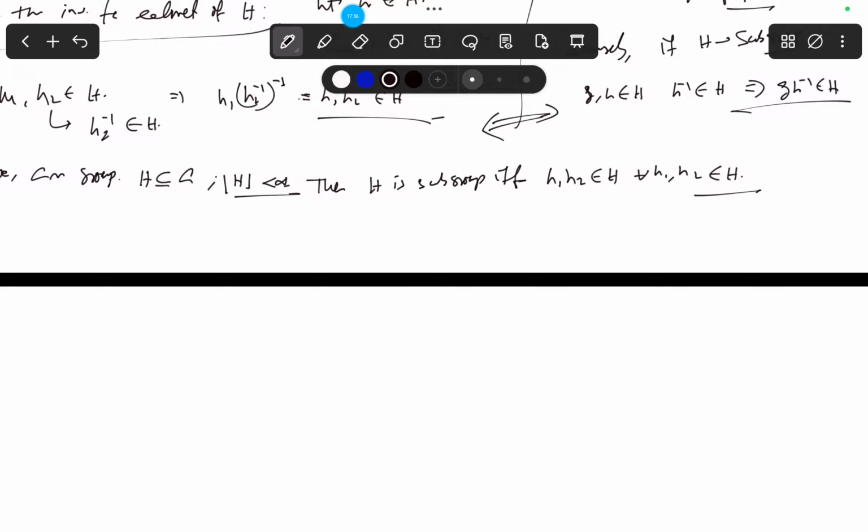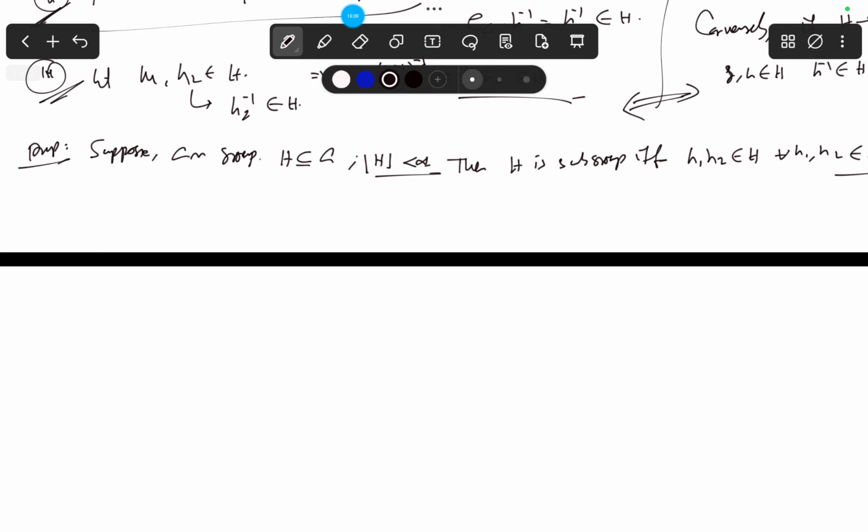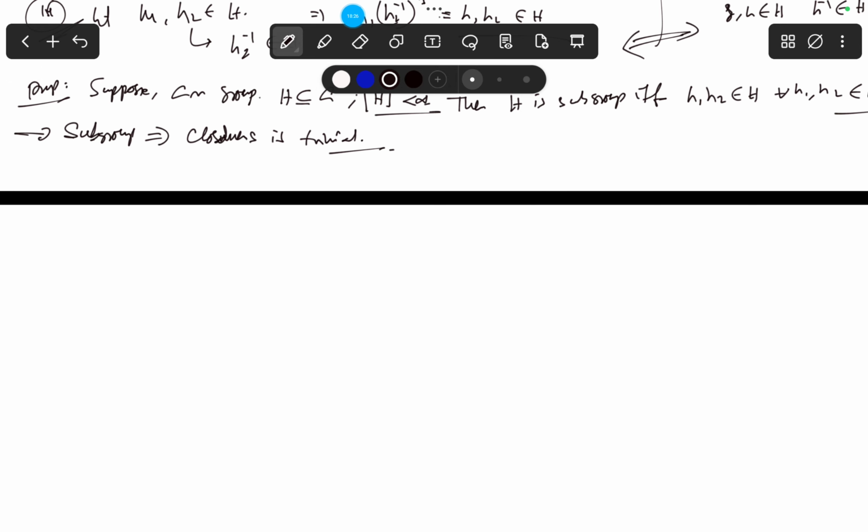That means for a finite subset, to verify whether this finite subset is a subgroup or not, it is enough to check whether it is closed under the binary operation or not. So first of all, subgroup implies closedness is trivial, right? Now what about the converse one?